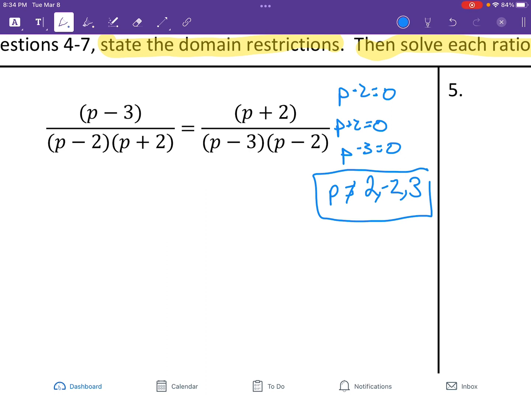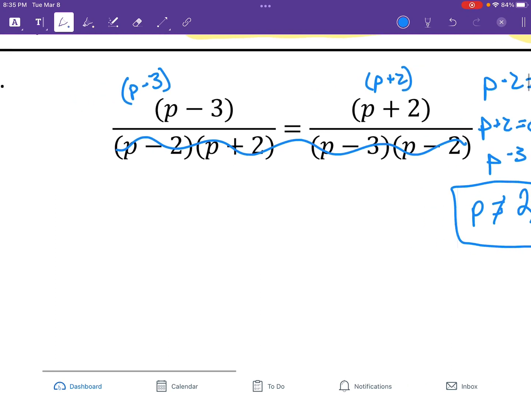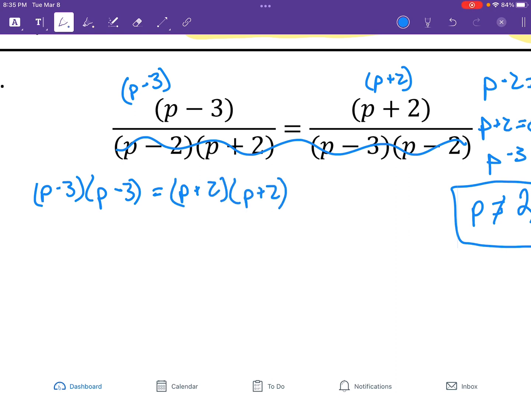All right, now we go to solving it. We've got to figure out what's missing. So we look at the denominators, and the first side denominator on the left side. What is it missing that the other side has? It's missing a p minus 3. We do the same thing to the right. What is the right missing that the left side has? It's missing a p plus 2. Okay. Now we can get rid of the bottom. We don't care about that. We're going to multiply the top. We have p minus 3 times the p minus 3 equals p plus 2 times p plus 2.